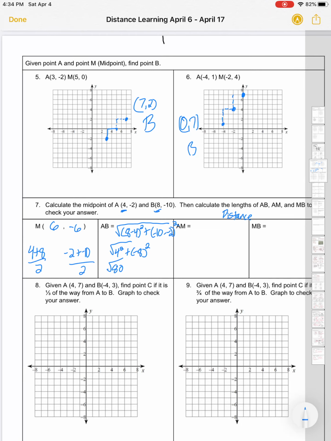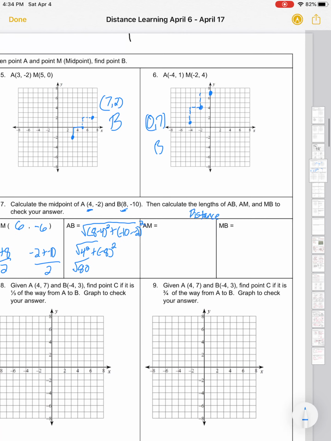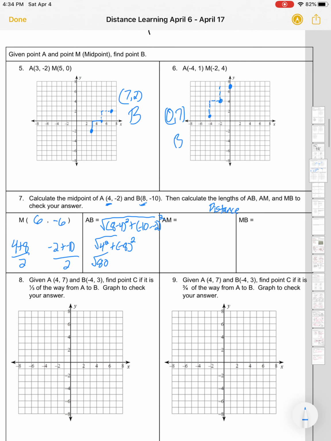The square root of 80 is 8.9. Okay, so then you have AM to find. The first way is the formula. The second way is the way I do it in class.